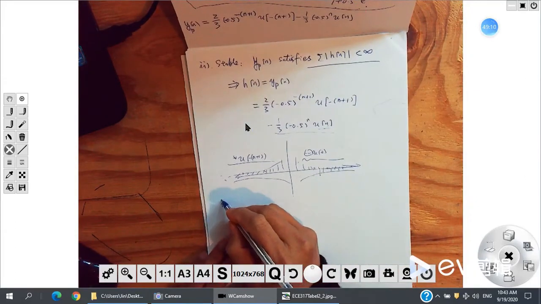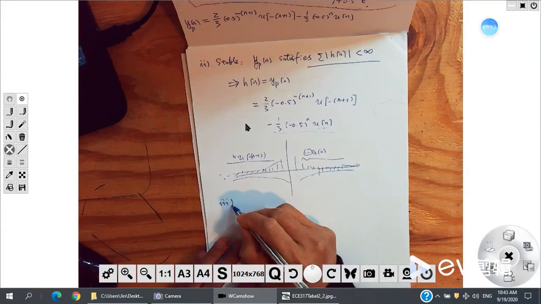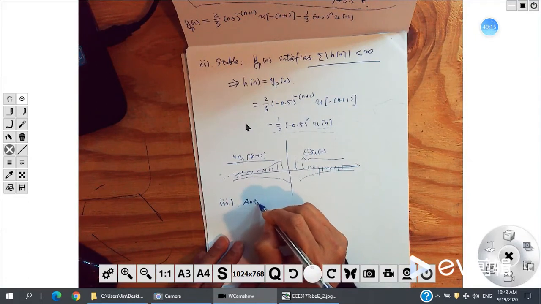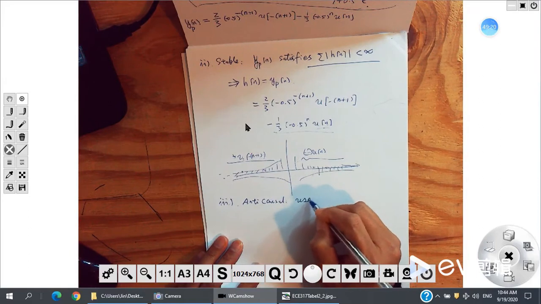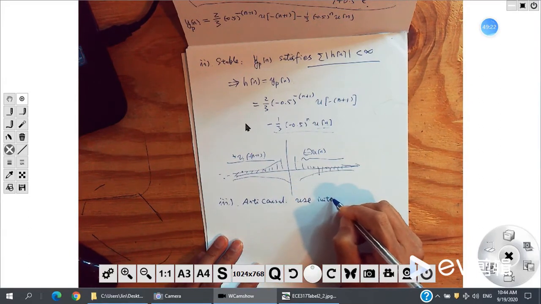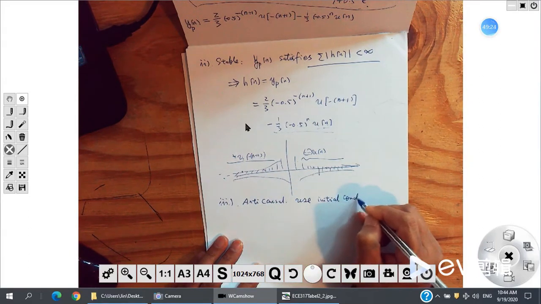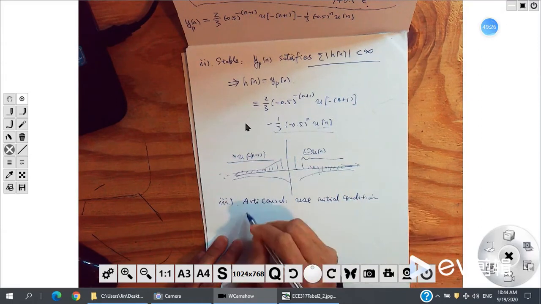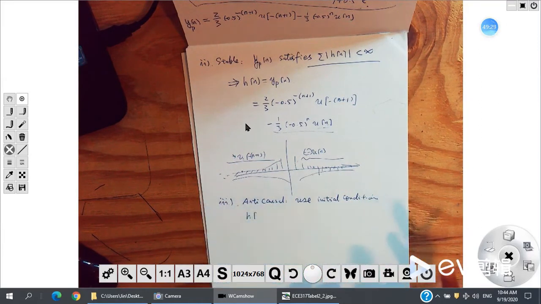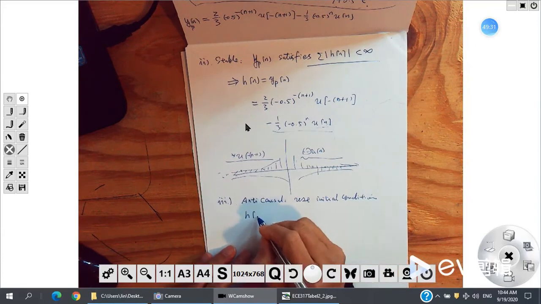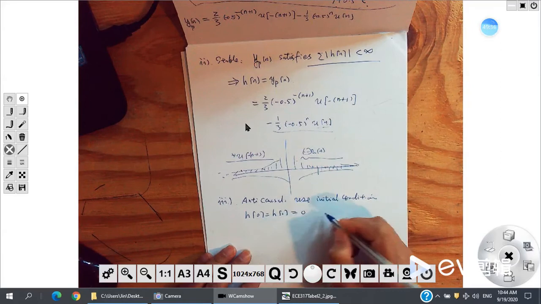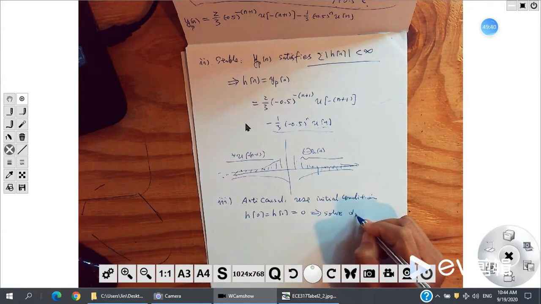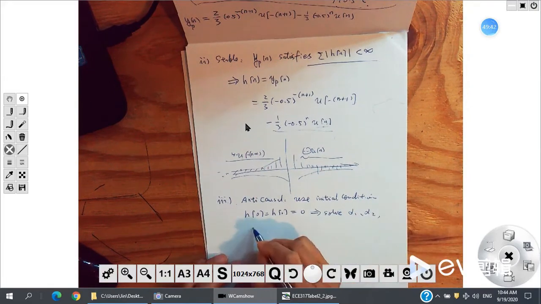And the third case, anti-causal, use initial conditions. I use the positive side to be 0, so I can use h of 0 equals h of 1 equals 0, and so alpha 1, alpha 2, and we can have some result.